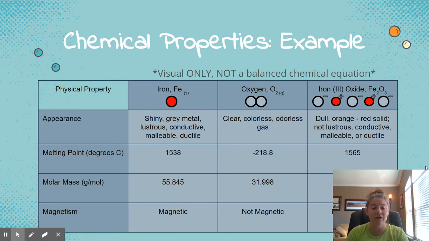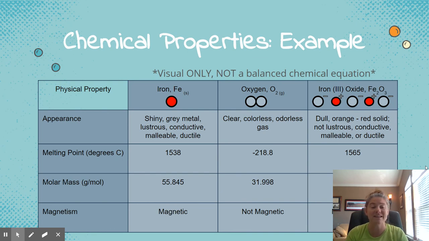The molar mass of iron, which is the mass per mole of iron, is 55.845, so fairly dense and a solid. Oxygen is much lighter, 31.998, a gas. And then I react them and I have a much denser formula unit. So therefore, this would also be a solid, 159.69. Iron was magnetic, oxygen was not. When I combine them, it is not either.